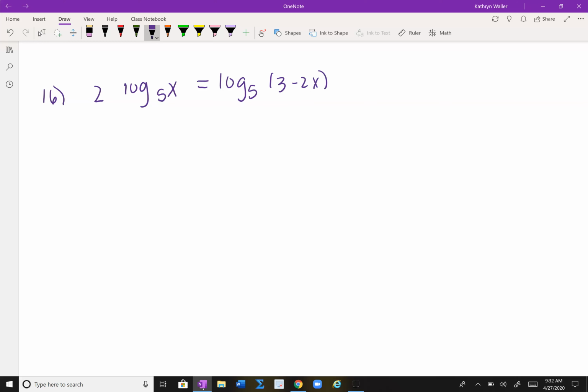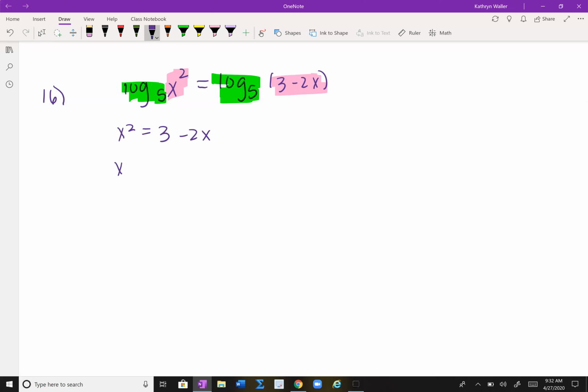Okay, so I see log 5 on the left and I see log 5 on the right, but the problem is you've got this 2 sitting out here. So I'm going to pull this 2 up as an exponent. That's one of the rules and I can utilize that. So now I know if I have log base 5 equals log base 5, then what I'm taking the log of must be the same as each other. So now I know x to the second must be equal to 3 minus 2x.